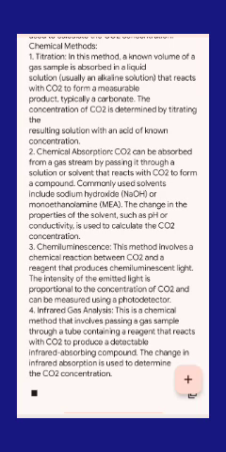3. Chemiluminescence. This method involves a chemical reaction between CO2 and a reagent that produces chemiluminescent light. The intensity of the emitted light is proportional to the concentration of CO2 and can be measured using a photodetector.